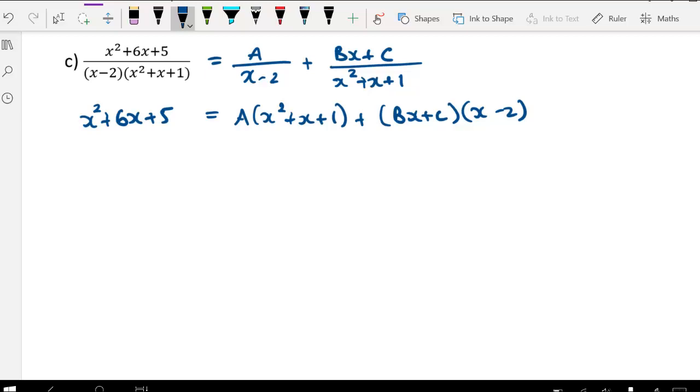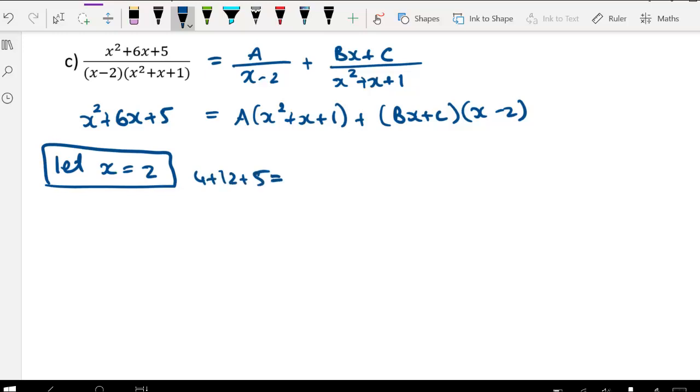All right, we're going to take a similar approach, but it'll be a little bit different in terms of working out some remaining variables. So let's start with letting x equal 2. So when we let x equal 2, we've got 2 squared, which is 4, plus 6 times 2, which is 12, plus 5, is equal to a lots of 2 squared, which is 4, plus 2, plus 1, and because this bracket is 0, the whole second term is gone, so we're not even going to bother writing that in. So we've got 21 is equal to 7a, and therefore a is equal to 3.